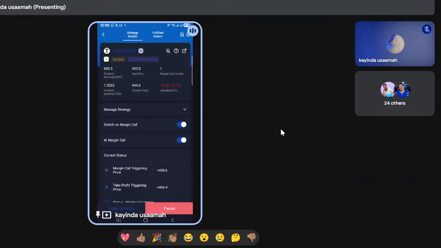Currently, right now, this coin has gone down 1.8% from 450 to 444. Are we getting the point? Then margin call count. What is margin call count?